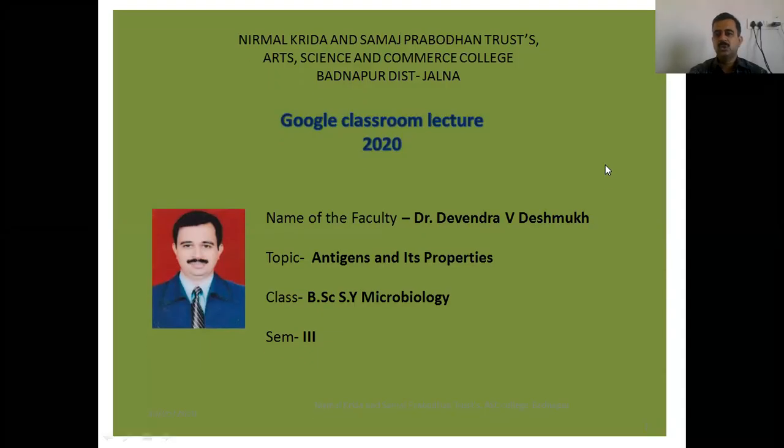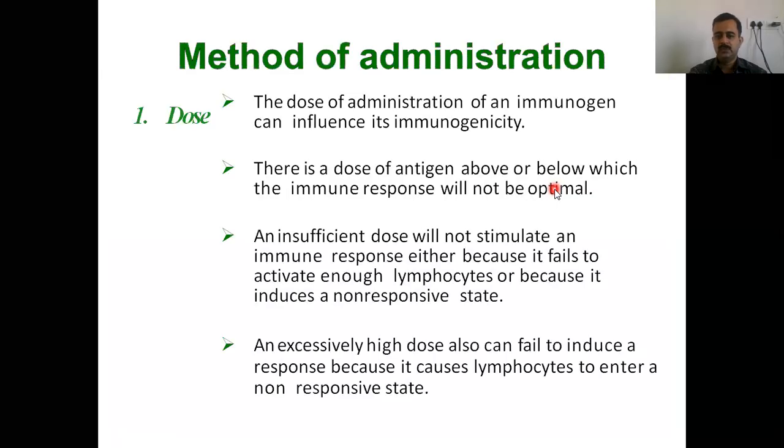When understanding this antigen, one has to understand that antigens are very specific in terms of their dose as well as in terms of the reactants that they work on. The dose of administration of an immunogen can increase the immunogenicity. There is a dose of antigen above or below which the immune response will not be optimal. So, in order to induce an immunological response, the dose of an antigen, the amount of antigen that comes inside the human body, is very important.